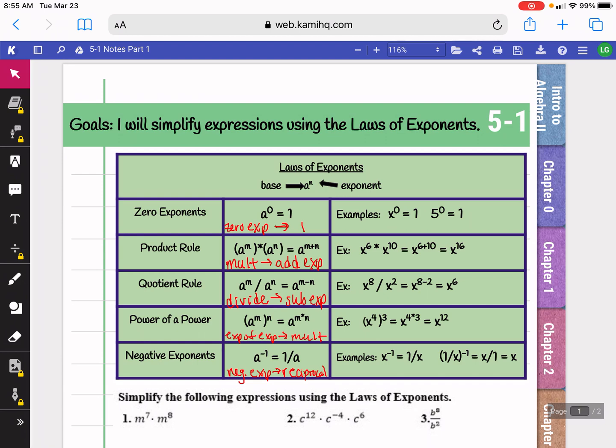If you're multiplying, you add your exponents. If you're dividing, you subtract your exponents. If you have an exponent of an exponent, you multiply those little numbers. And then if you have a negative exponent, it's like you're taking the reciprocal. So it doesn't mean your answer is negative. It just means that you're going to flip it. So if it's in a numerator, it becomes in the denominator. If it's in the denominator, it becomes the numerator.